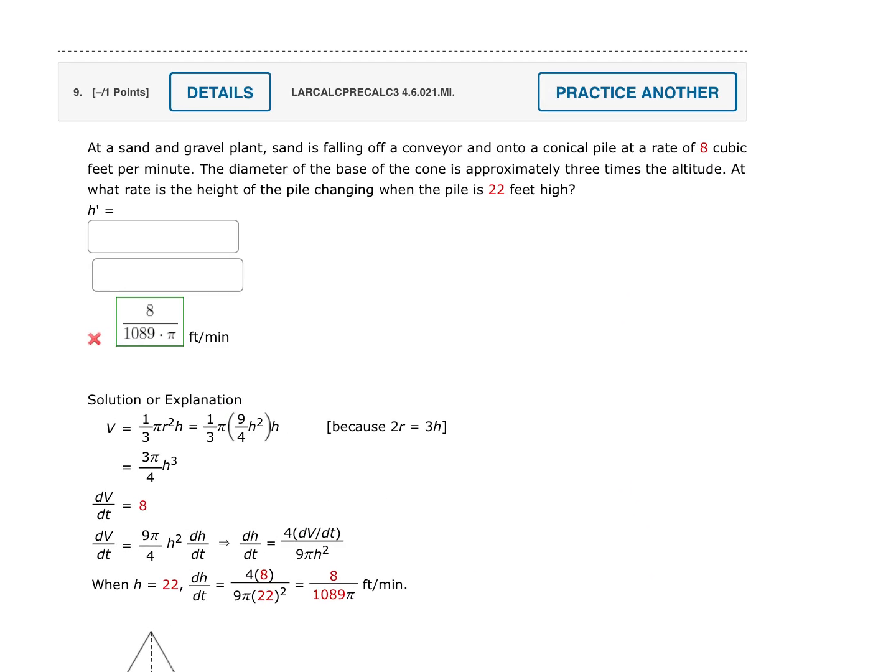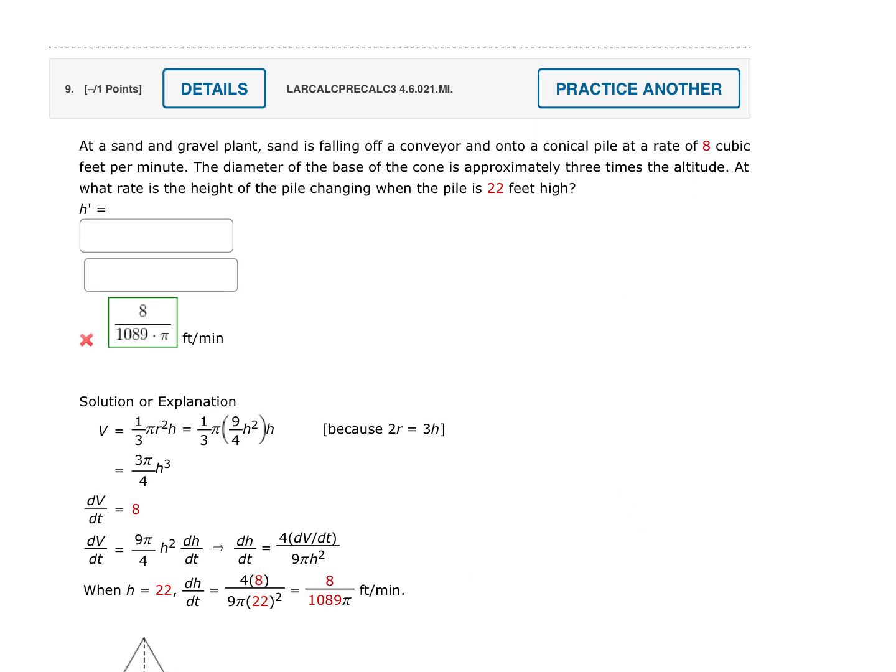So at a sand and gravel plant, sand is falling off a conveyor into a conical pile at a rate of 8 cubic feet per minute. The diameter of the base of the cone is approximately 3 times the altitude. At what rate is the height of the pile changing when the pile is 22 feet high? So our shape is a cone. Our volume of the cone is 1/3 pi r squared h.